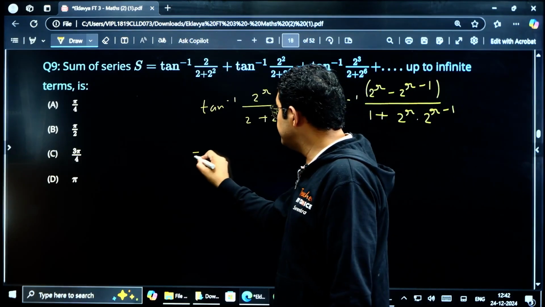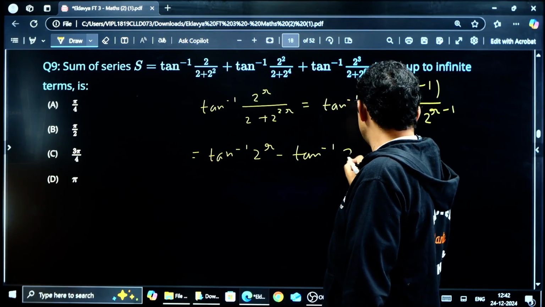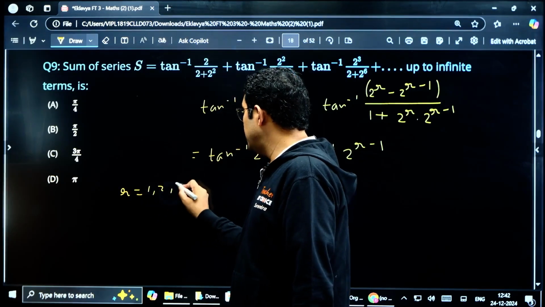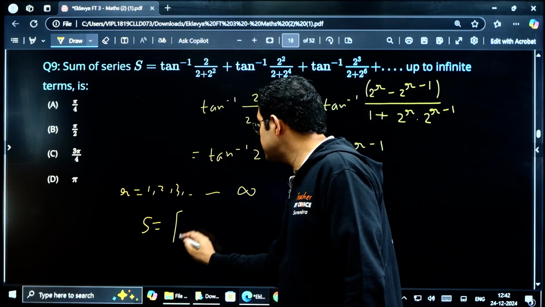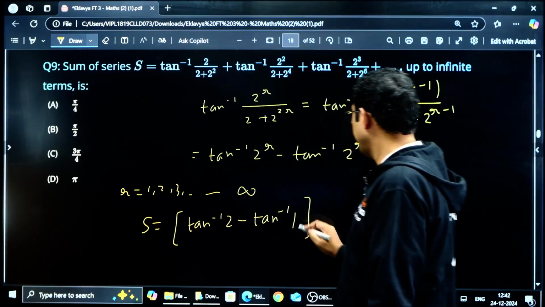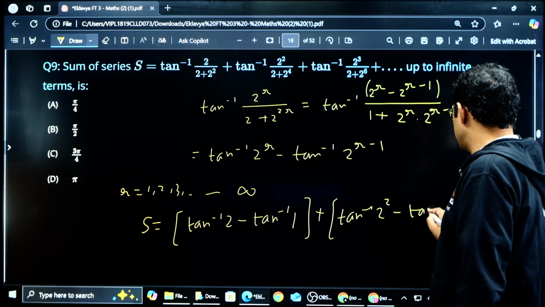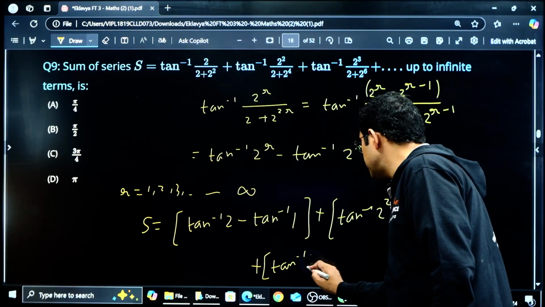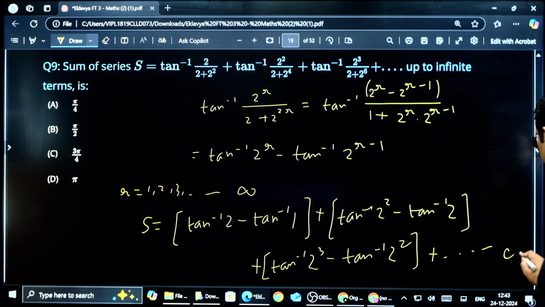Hence this becomes equal to tan inverse 2 raised to the power R minus tan inverse 2 raised to the power R minus 1. Now we will keep putting values of R equal to 1, then 2, then 3, and so on up to infinity, and you can see the summation. For R equal to 1, my first term would be tan inverse 2 minus tan inverse 1. The next would be tan inverse 2 power 2 minus tan inverse 2. If you put R equal to 3, it will be tan inverse 2 power 3 minus tan inverse 2 power 2, and so on up to infinity.